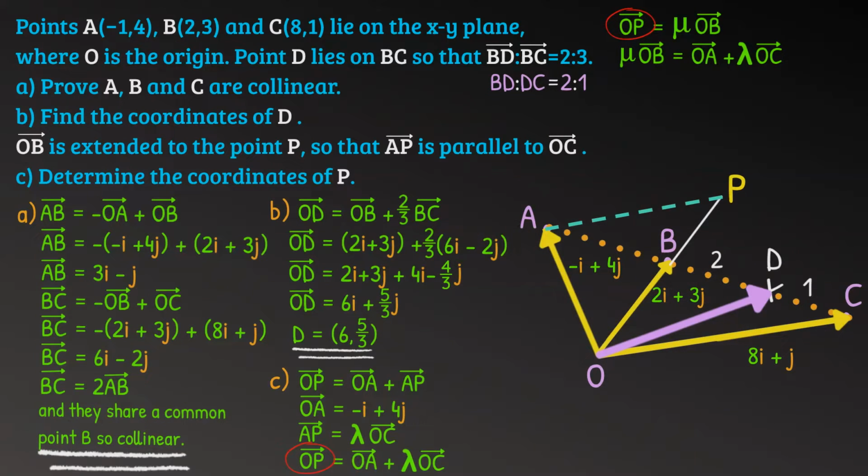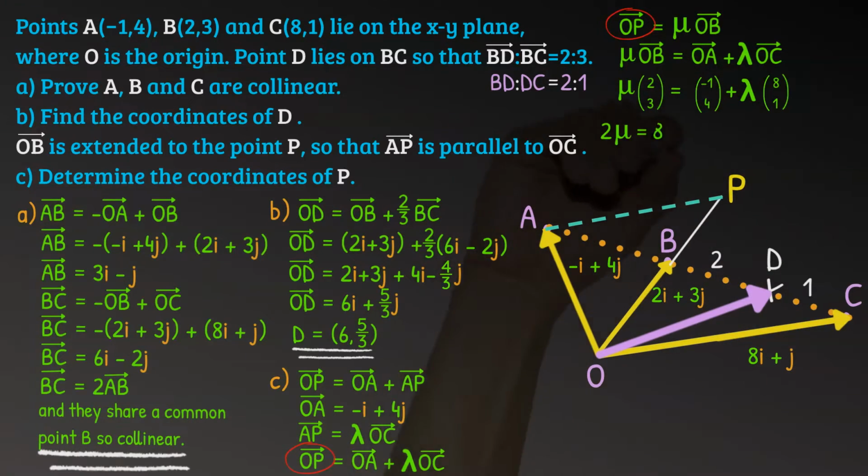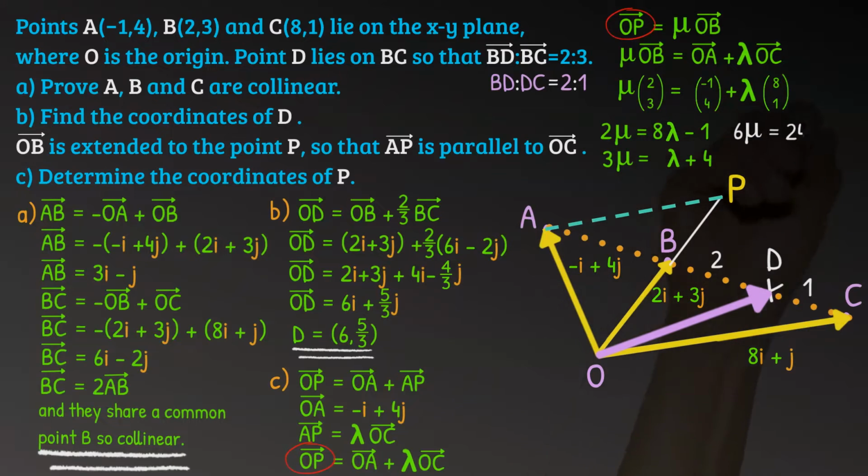Now to solve this, we need to find the values for mu and lambda, and to do that we need to form some simultaneous equations. So we're now going to write the vectors in matrix form. Now from here we get these two equations, and if I multiply the first equation by 3 and the second equation by 2, they're both equal to 6 mu. This means that again I can substitute one into the other and eliminate mu completely.